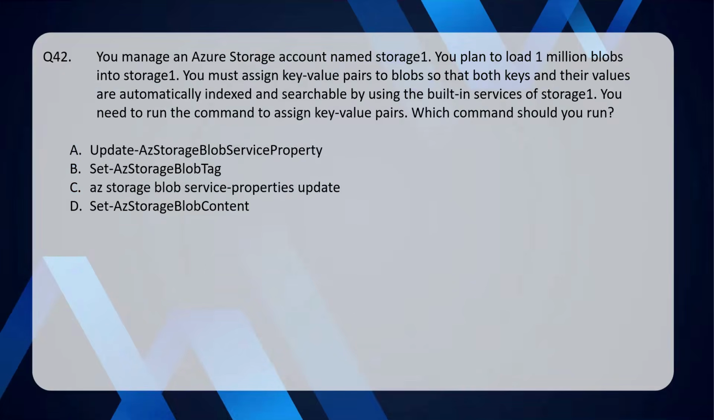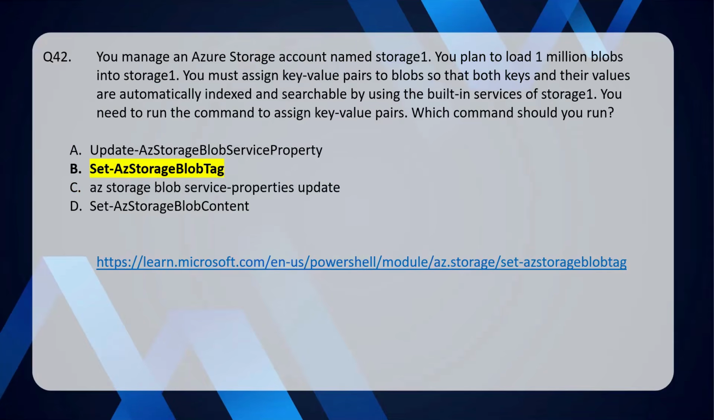Your options are update AZ storage blob service property, set AZ storage blob tag, AZ storage blob service-properties update, set AZ storage blob content. Now friends, Azure Storage supports blob indexing via blob tags. These are key value attributes stored with the blob metadata that are automatically indexed for server-side search using the find blobs by tags feature. And in Azure PowerShell, the cmdlet for assigning tags is set AZ storage blob tag.